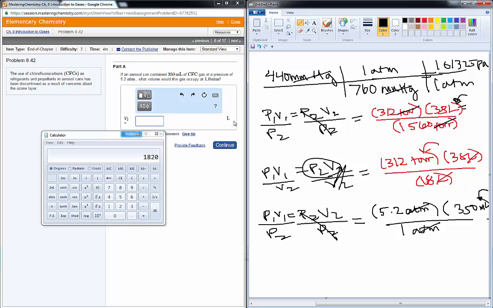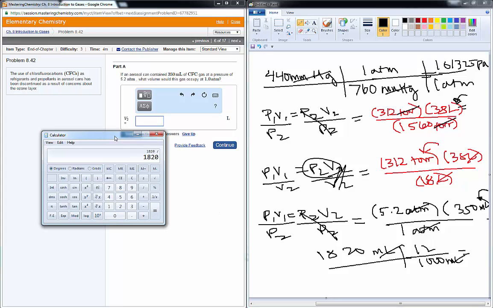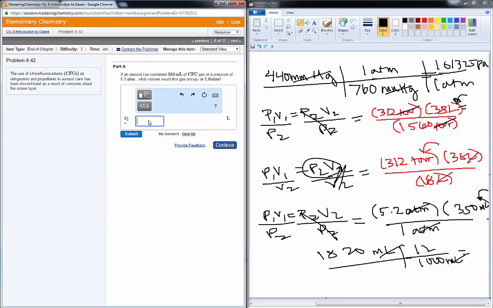Oh, but they want liters. Okay, so by watching my units, I can see they want another conversion here. We remember that 1820 milliliters, we've got 1 liter is 1,000 milliliters, so we can do that conversion. We know how to do metric conversions. 1.82 liters.